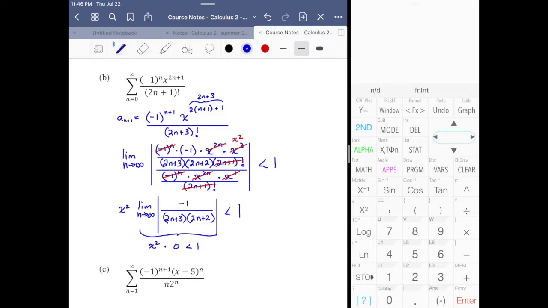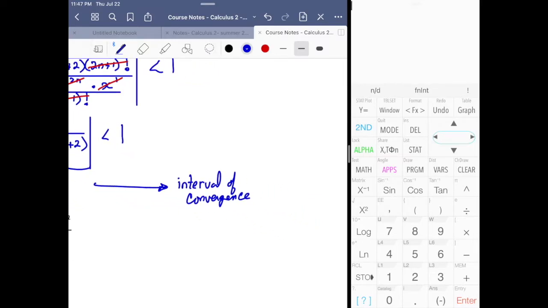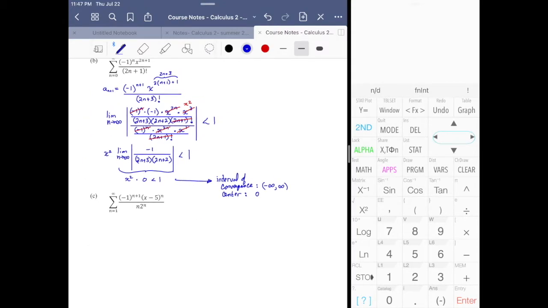And so what we're looking at here is a very familiar problem. I mean, we pretty much did this one already. So that's the sine function, sine of x. So this is an instance where the interval of convergence is negative infinity to infinity. So the center would be 0. And that's pretty typical. When you think of a Maclaurin series for sine, that's what you come to expect.